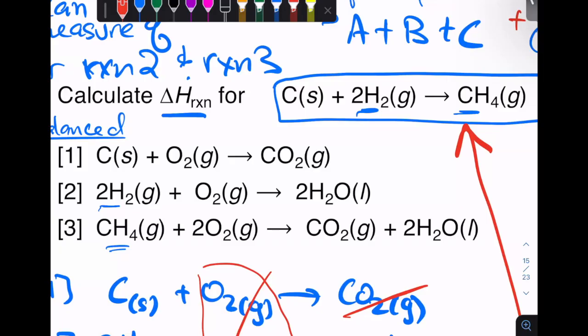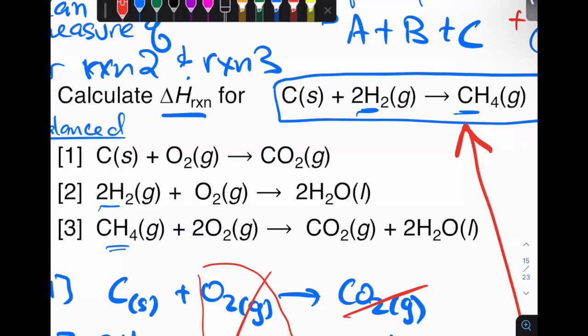Equation 1 is taking carbon solid as you find it in nature. How do you know it's in nature? When you have a material that's a solid and it's not combined with something else, just by itself in nature, that's usually how you find things in nature. So carbon solid, that's in nature. Oxygen gas, O2 gas, that's its most stable form as you find it in nature.